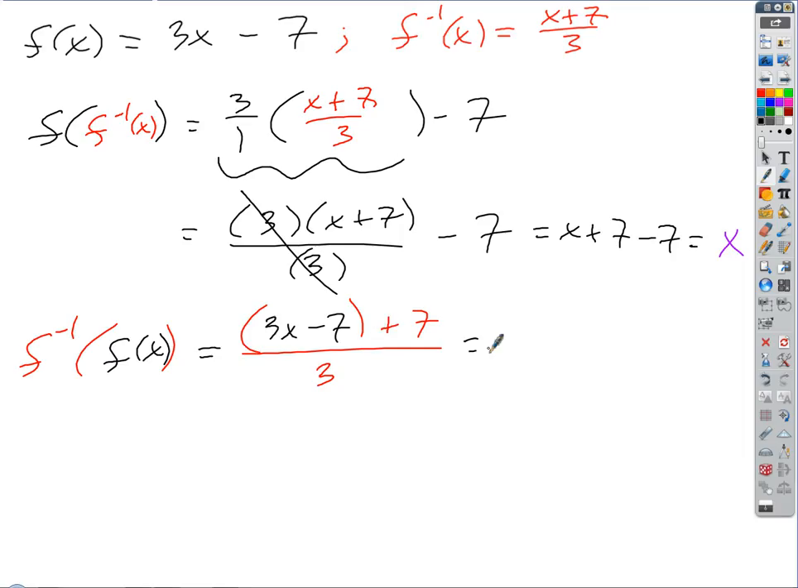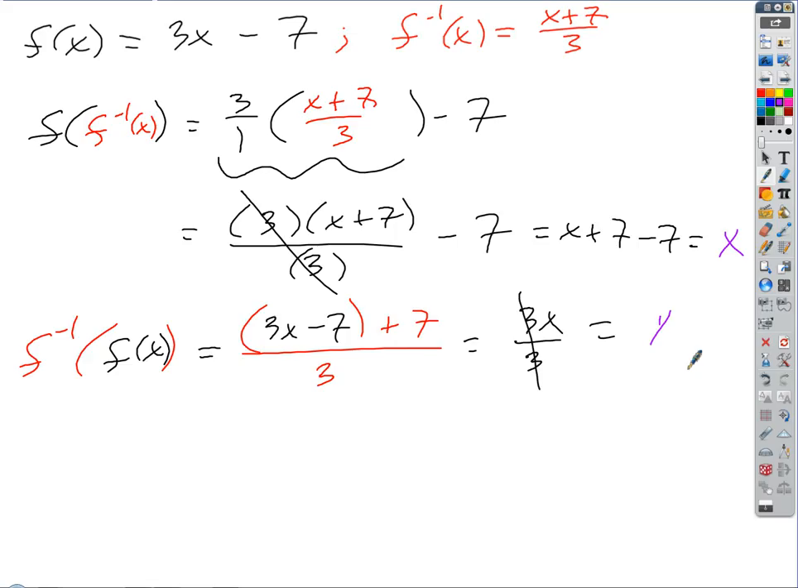So 3x minus 7 plus 7 is 3x, over 3 is x. What do you know? Not an accident. This is the inverse nature of inverses. They undo each other. That's the other really important thing to know about inverses. Their definition is, an inverse is what you get when you swap the domain and the range, but in effect what they do is they undo each other, right?